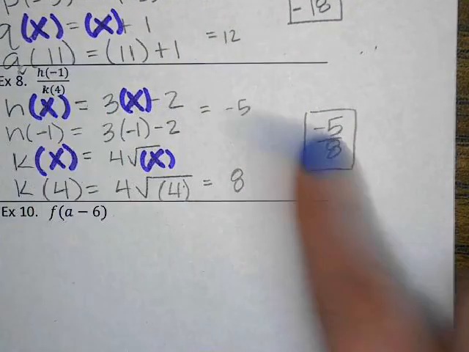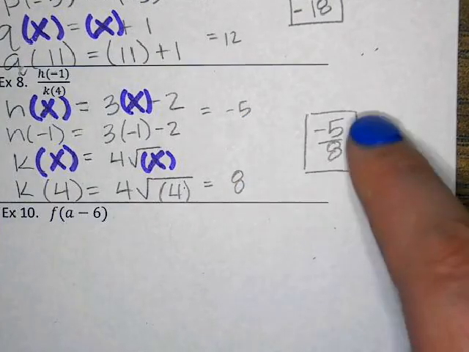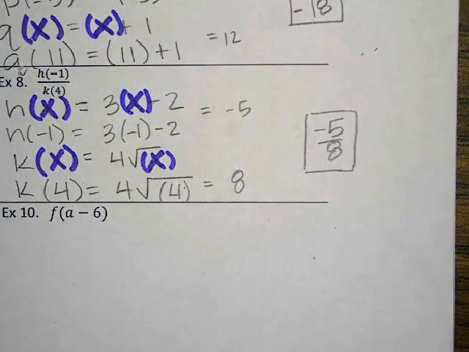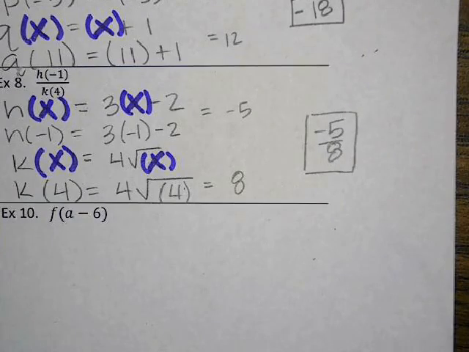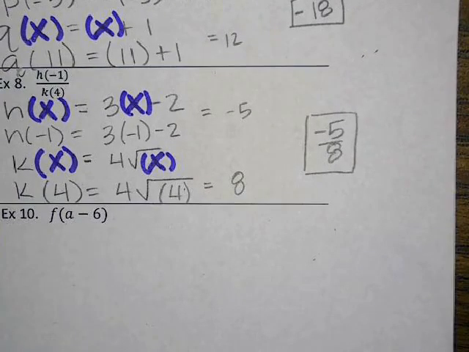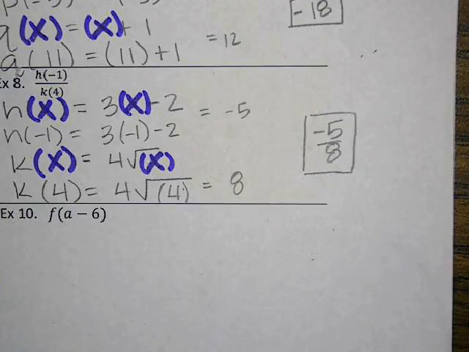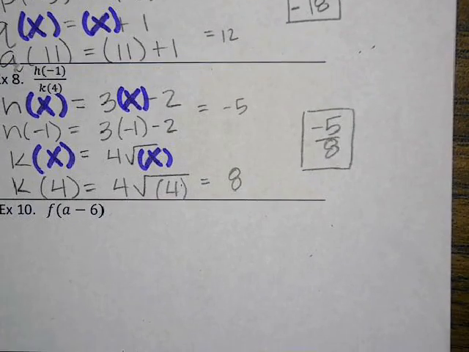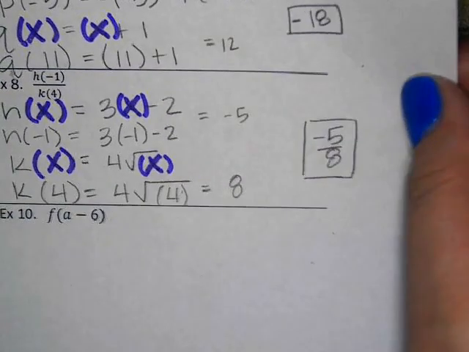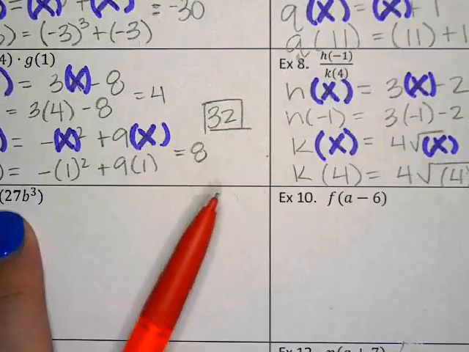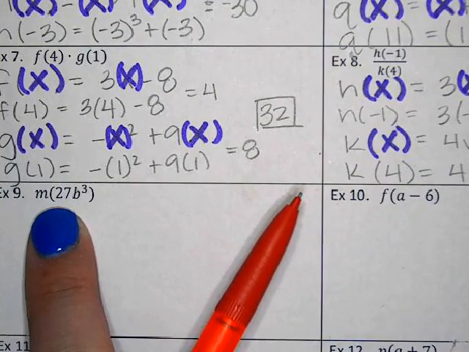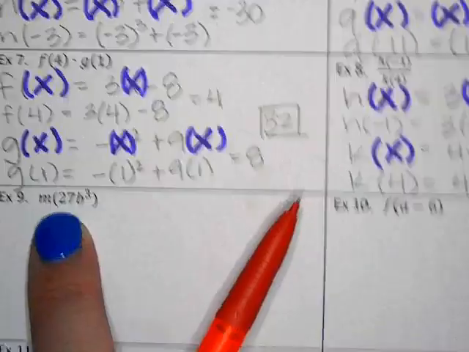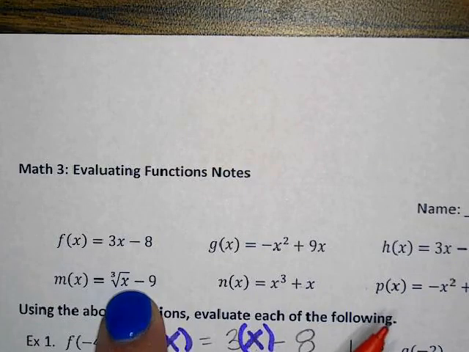Okay, now the rest of the problems are not just plugging in numbers. Now they're doing stuff with letters as well. So now we're going to try those and see what happens. So the next problem says m. If we look at the top of the page and write down m, m says cube root x minus 9. So let's write down m: cube root x minus 9.